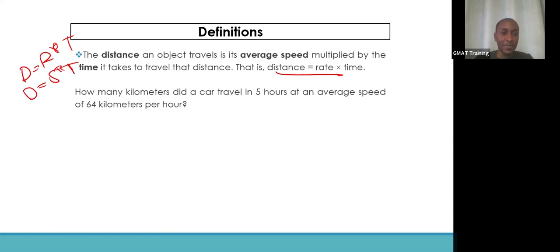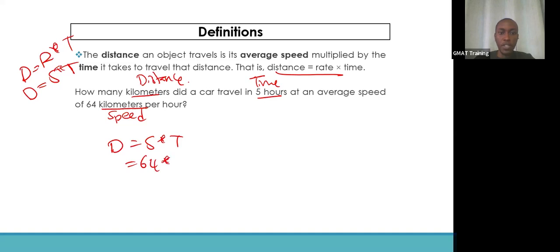So how many kilometers did a car travel in 5 hours? This is the time. You asked about the distance at an average speed of 64 kilometers per hour. So this is the speed. What you know is that distance equals speed times time, or rate times time. And we already have the speed equal to 64, then time is 5 hours. So that's how we find the distance.